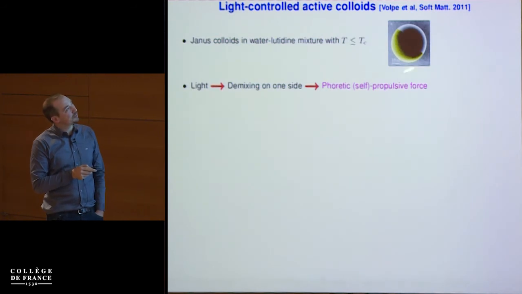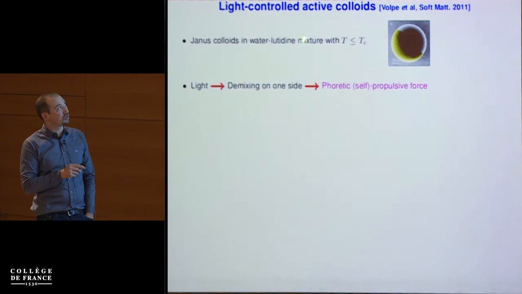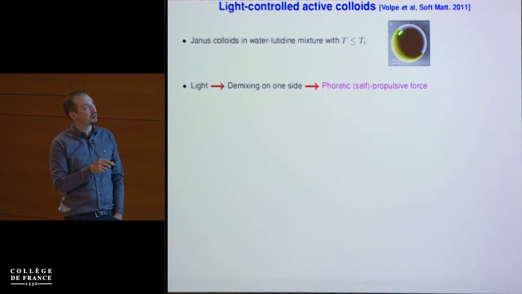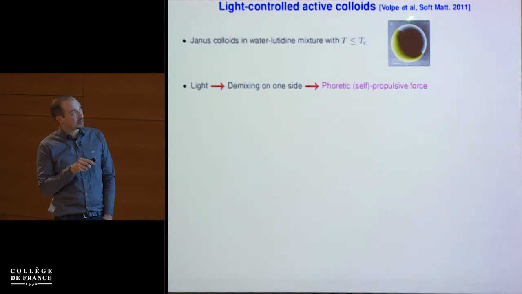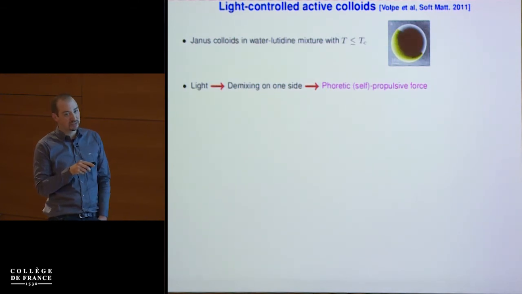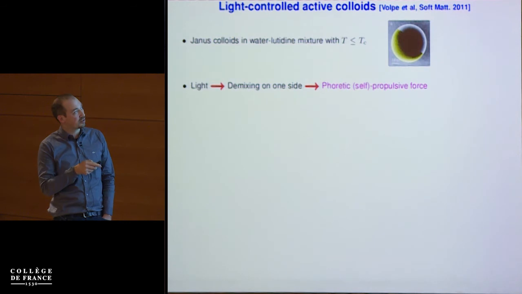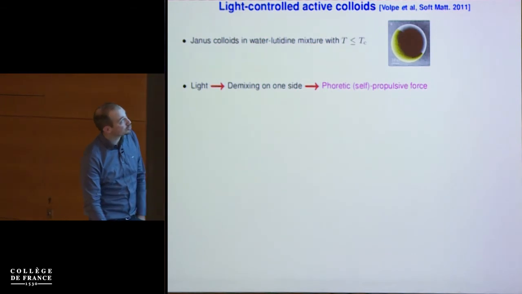What people do is they take, I think, a latex bead, and coat half of it with gold. And you put these colloids in a water-lutidine mixture just below the critical temperature. So if you heat up a little bit a region of this liquid, you'll have phase separation. Then people shine light on these colloids, and the part which has gold heats up more than the other one. The result is that the temperature of the fluid close to it increases. You have lutidine-water decomposition, and you get a gradient of the order parameter that will drive, by diffusiophoresis, the motion of the colloidal bead.